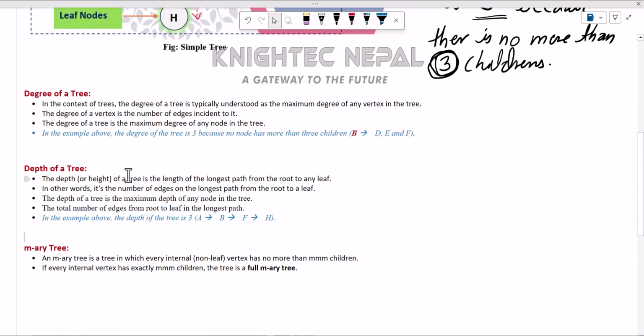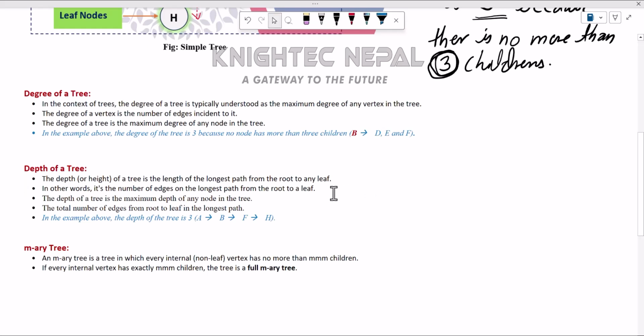So depth of a tree. So the depth or height of the tree is the length of the longest path from the root to any leaf. In other words, it is the number of edges on the longest path from the root to a leaf. The depth of a tree is the maximum depth of any node in the tree. The total number of edges from root to leaf in the longest path. So we have to find the longest path from the root to any leaf node.